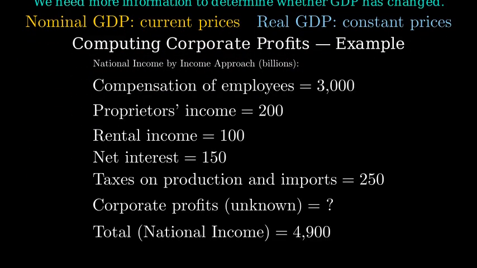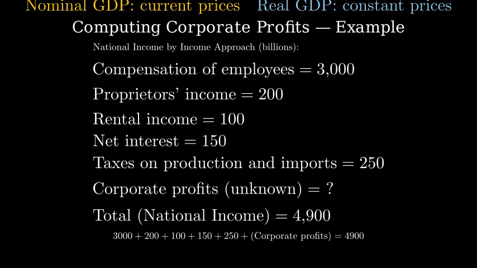We'll give a small table of income components and compute corporate profits as the residual. Here, the total national income is $4,900 billion. All components except corporate profits are listed. Corporate profits are the residual needed to make the components sum to the total.